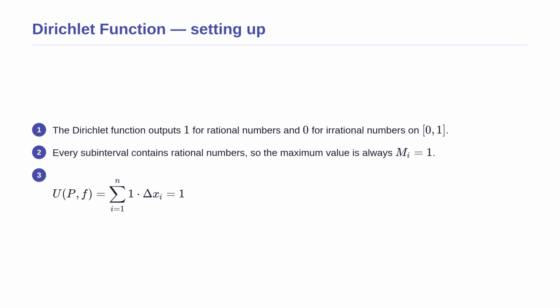Because rational numbers are packed everywhere, no matter how tiny you make a subinterval, it will always contain a rational number. Therefore, the maximum height is always 1. Multiplying this height by the widths gives a total upper sum of exactly 1.